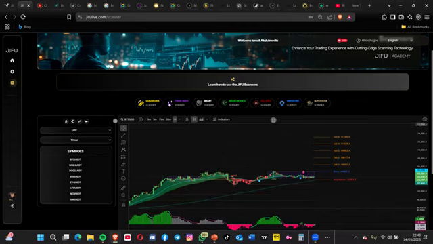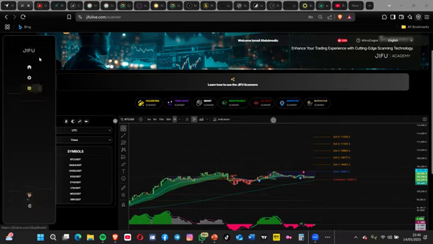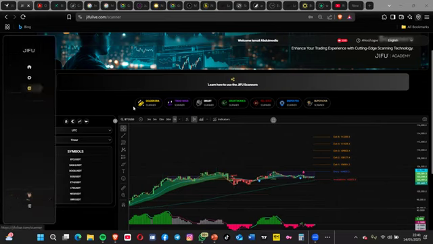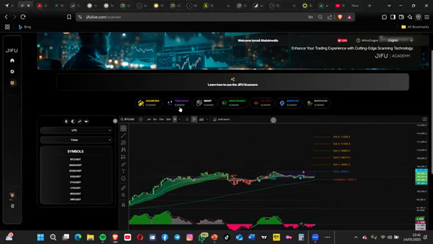So how do we use it? Like I said, first when you get in, you click on your scanners. It shows all the seven scanners. You click on Trend Wave.